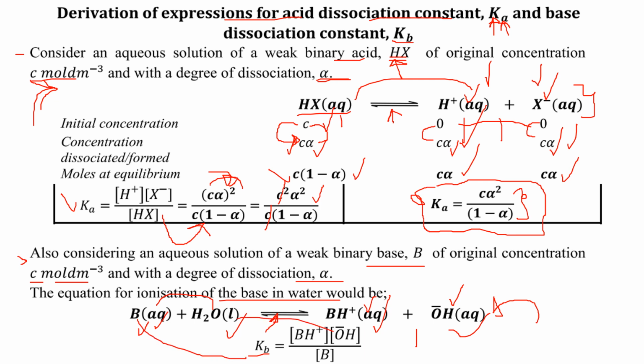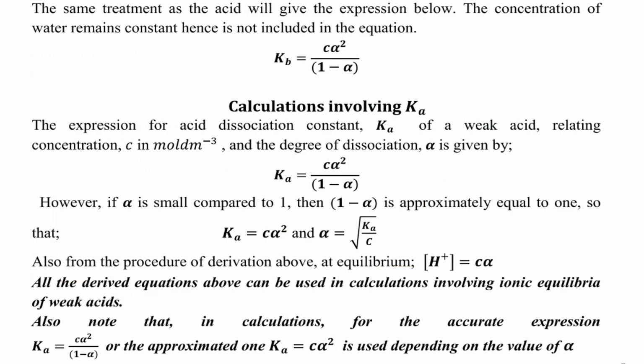Now here we didn't include water because we make an assumption that water is in excess. And if water exists in excess, we don't consider it in our calculation, since its quantity is assumed to remain constant before and after the reaction. The same treatment as the acid will give the expression below.